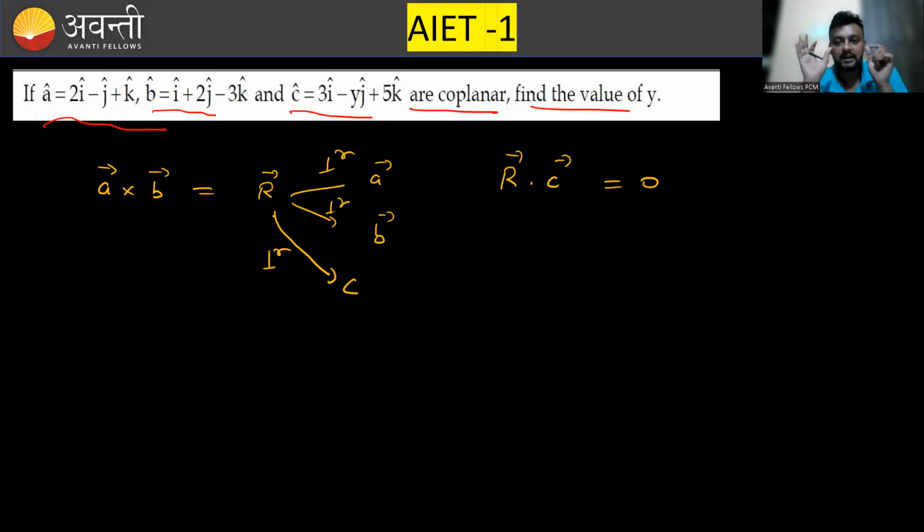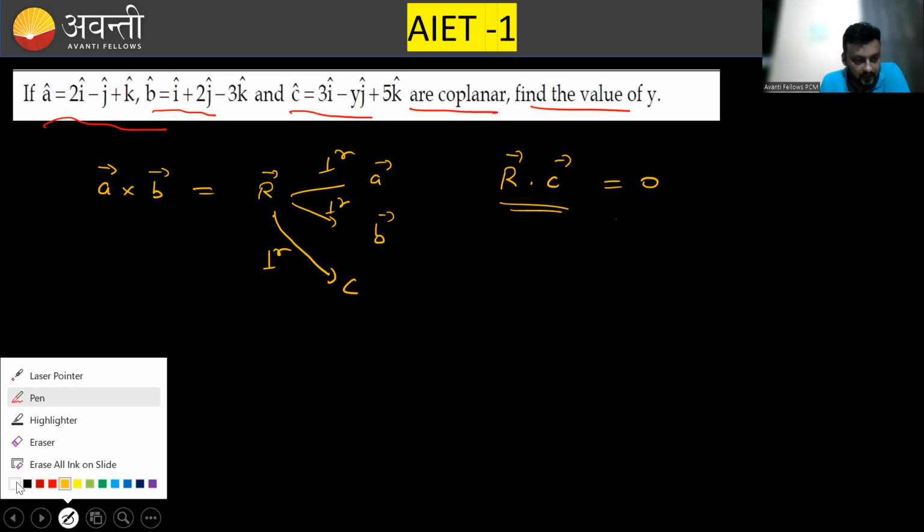This is the first thing that came to my mind. That three vectors are coplanar, that means they are in the same plane. If I solve A cross B, the cross product of two vectors, this resultant will be perpendicular to A and B. And A and B and C are in the same plane. That means this R is perpendicular to C as well. So when two vectors are perpendicular, their dot product is 0. So my first step is to calculate A cross B. So I am calculating first step, that is I am calculating R.